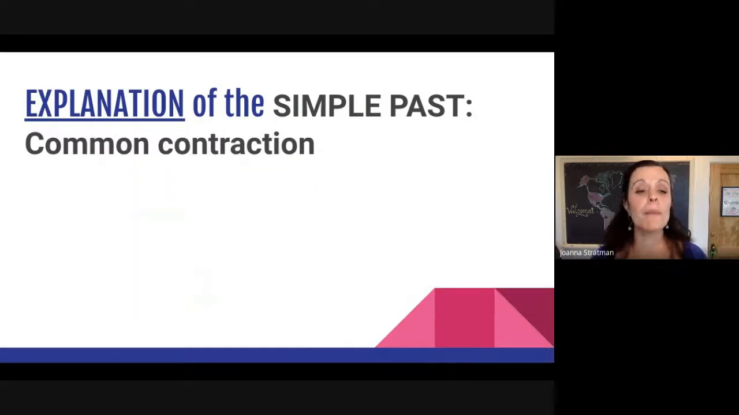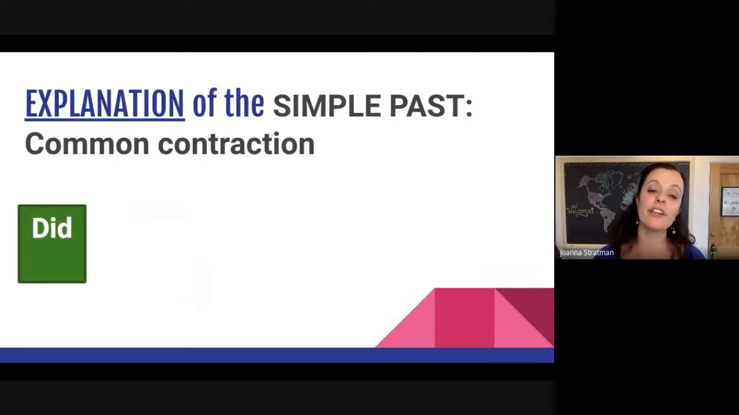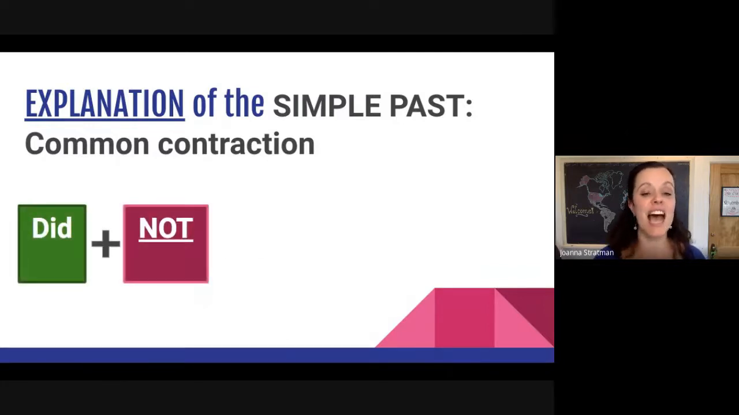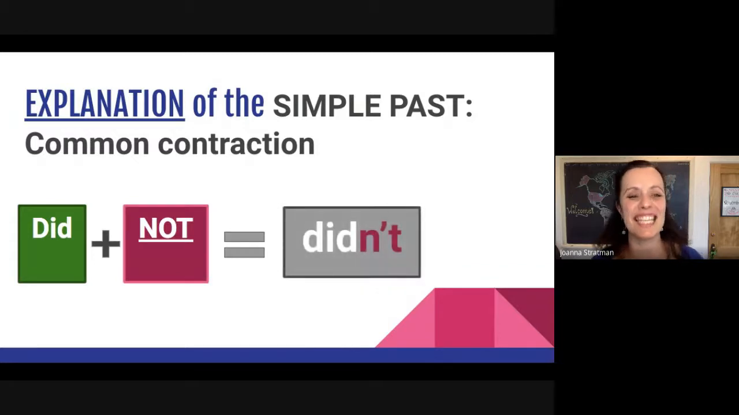It's also important to practice the common contraction. The common contraction of did and not is didn't. Didn't. So, for example, I didn't know. I didn't know.